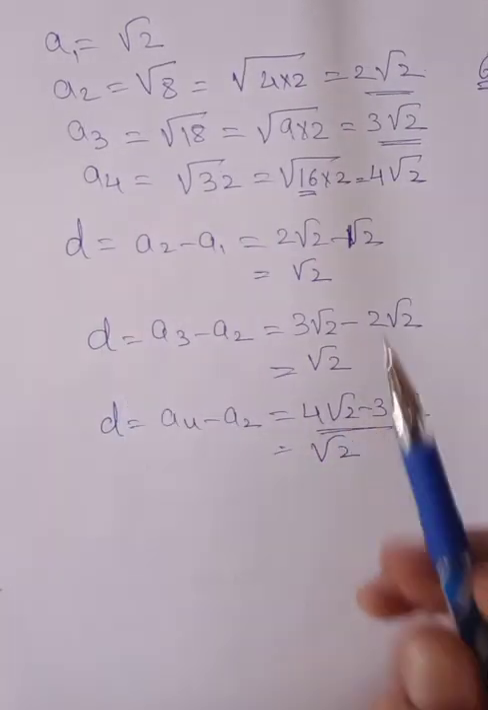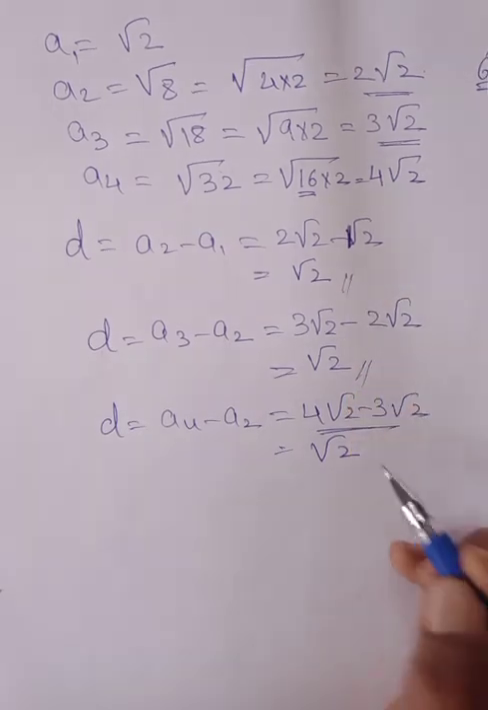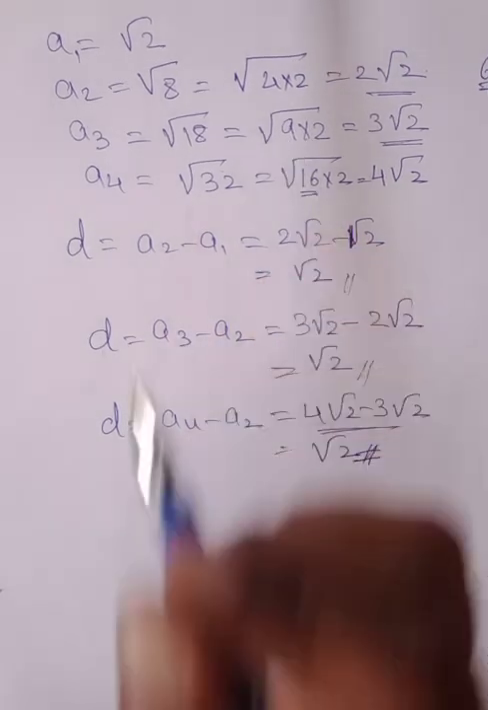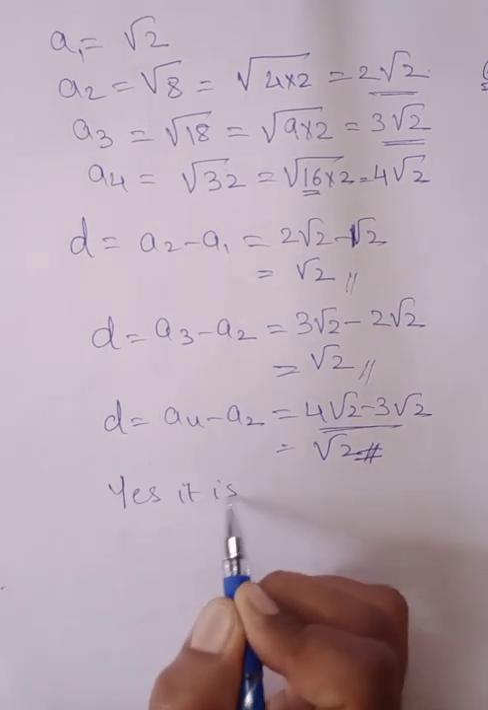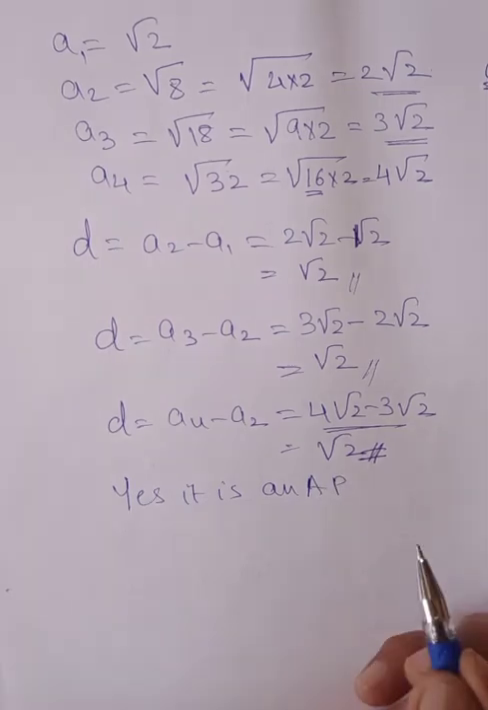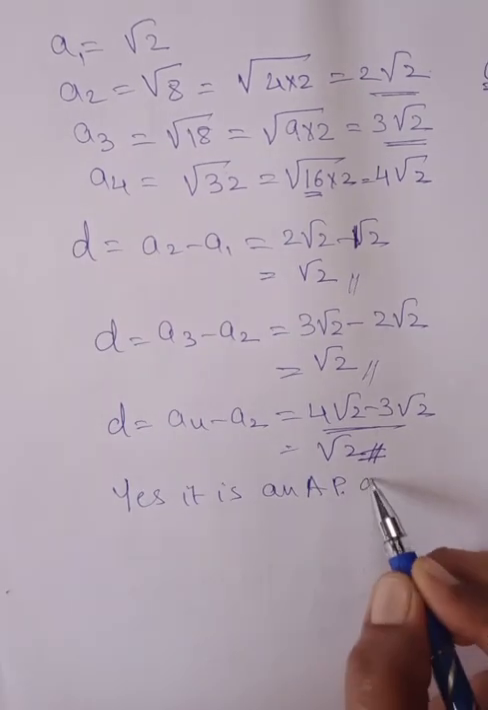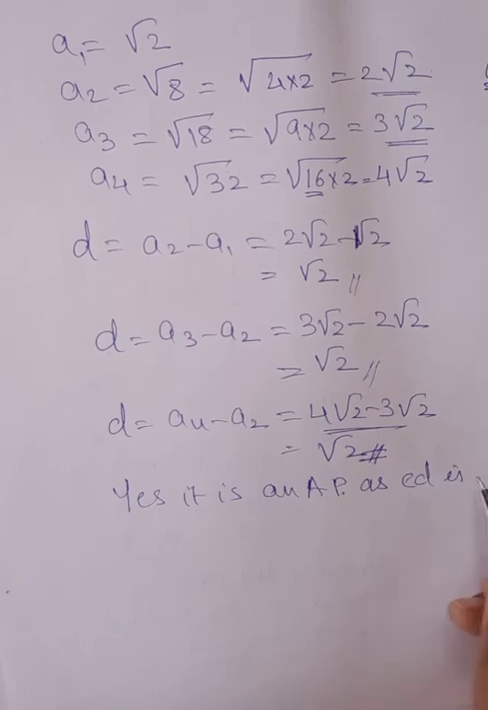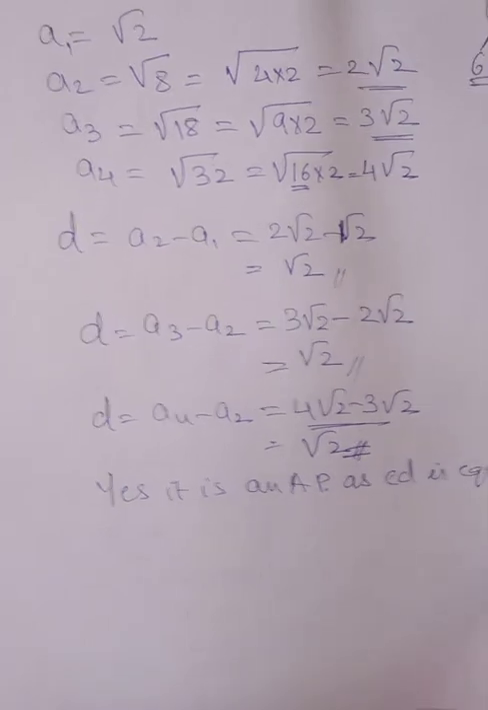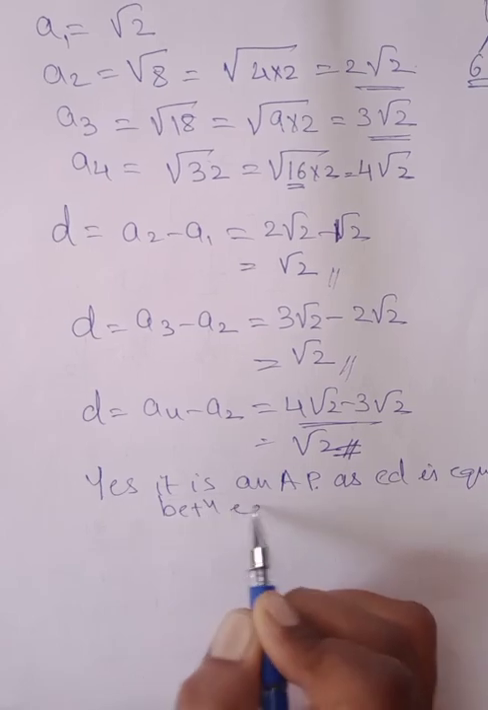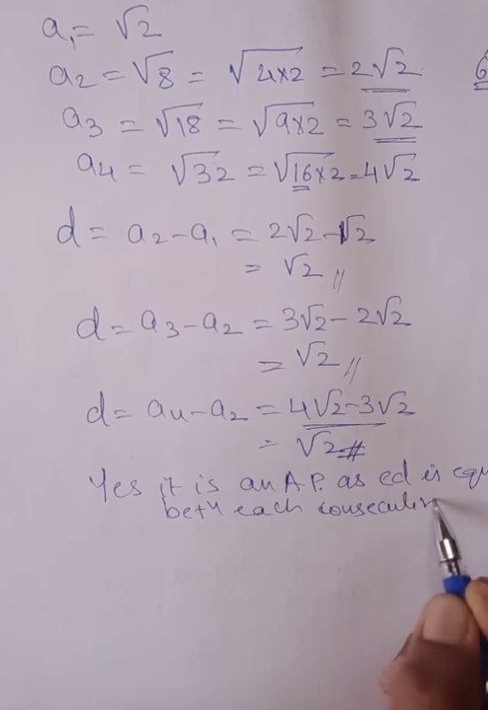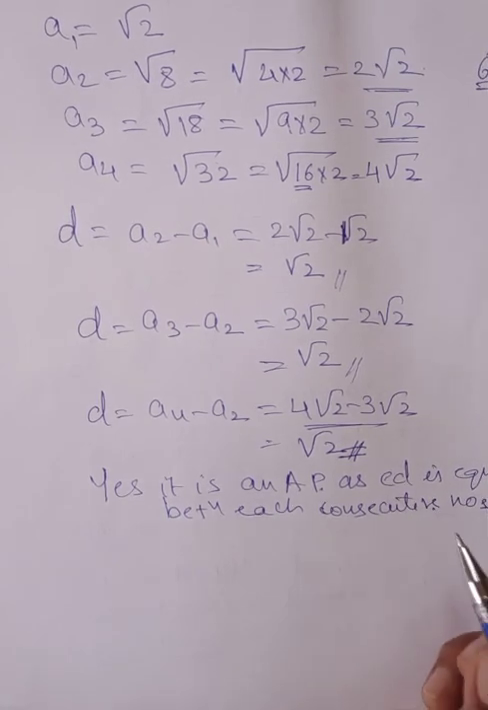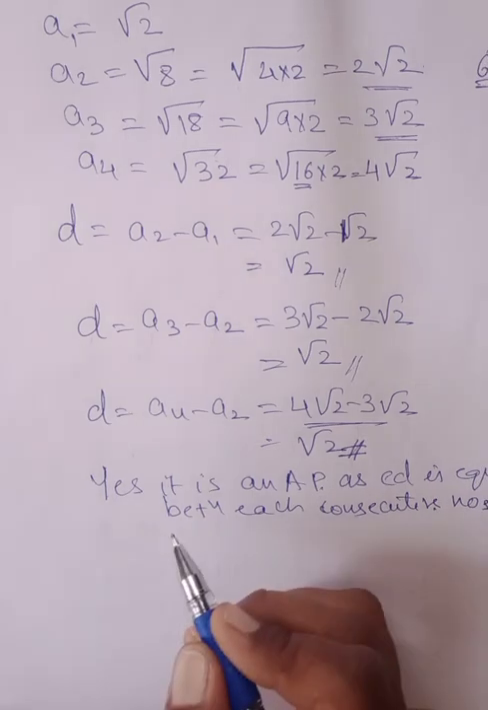See children, we have got the difference between all the consecutive terms as root 2, root 2 and root 2. So because of that, you are going to say the given series is an AP. Yes, it is. How to solve this one I am showing you. It is an AP for 3 marks, and the common difference is equal or same between each consecutive numbers. Consecutive means immediate next. Okay, consecutive numbers, you are giving this reason. Yes, then because of this, you are going to call it an AP.